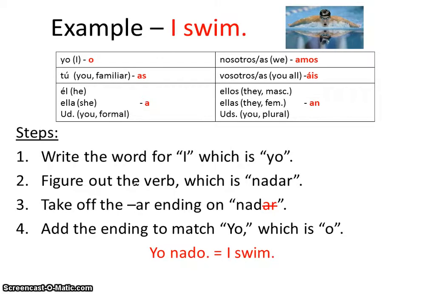Let's take the example, I swim. To figure out how to write I swim, let's look at step 1. Write the word for I, which is yo. 2. Figure out the verb, which is nadar. 3. Take off the AR ending on nadar, which leaves you with the root nad. And then 4. Add the ending to match yo. If you look at the chart, O goes with yo. Yo nado means I swim.